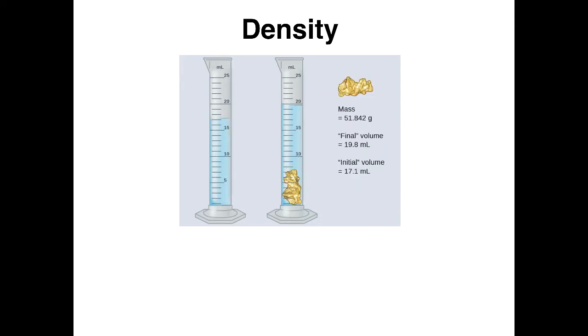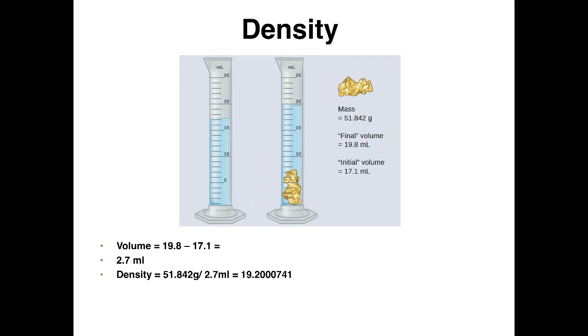Here's a piece of gold. The initial volume of the fluid by itself is 17.1 milliliters. The final volume is 19.8. And the mass of the gold is 51.842. The displaced volume is 19.8 minus 17.1, or 2.7 milliliters. So that's the volume of this piece of gold.